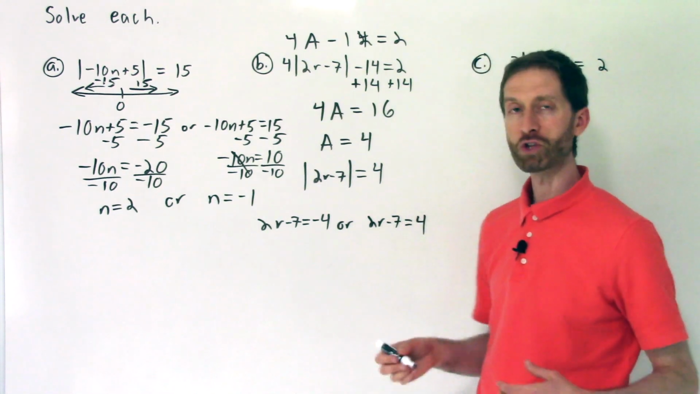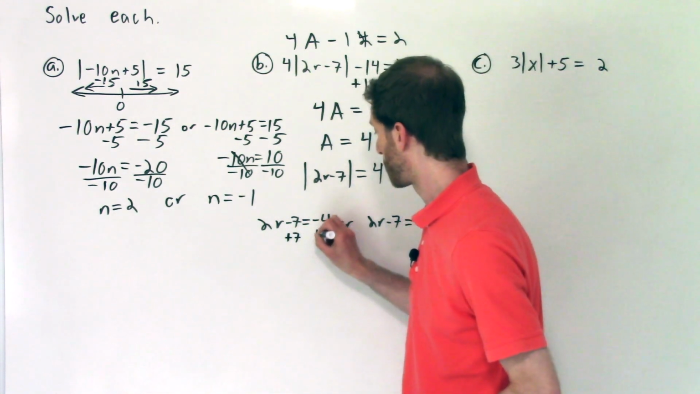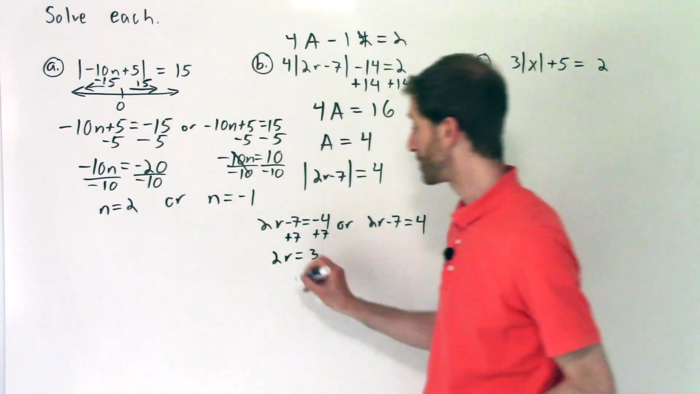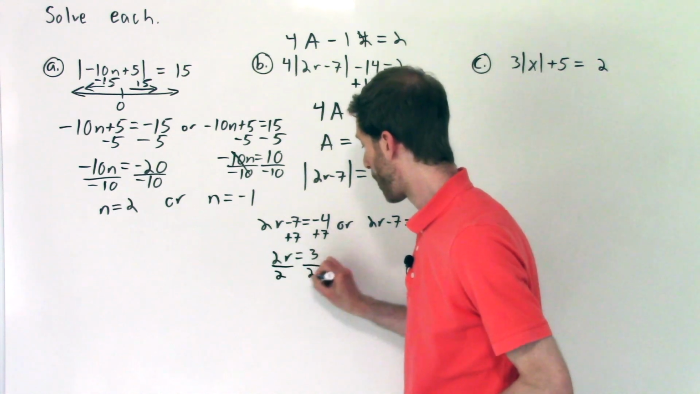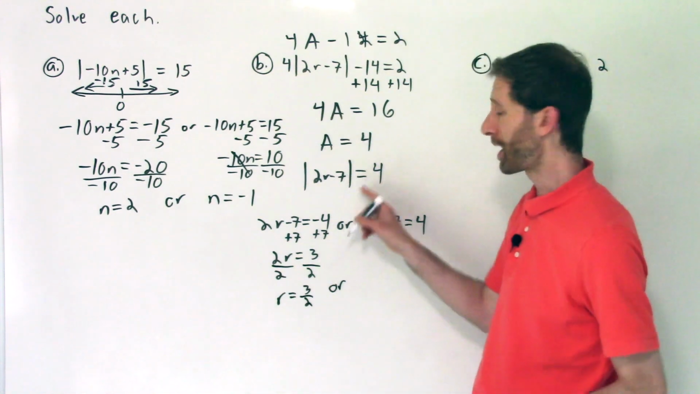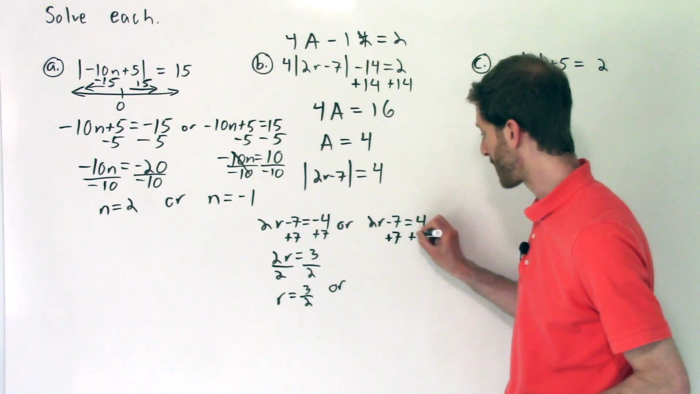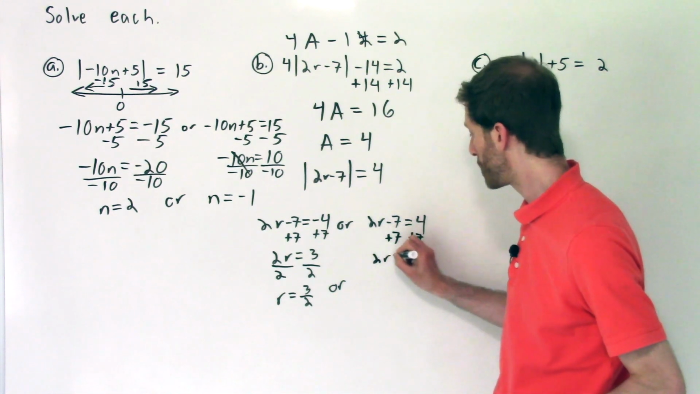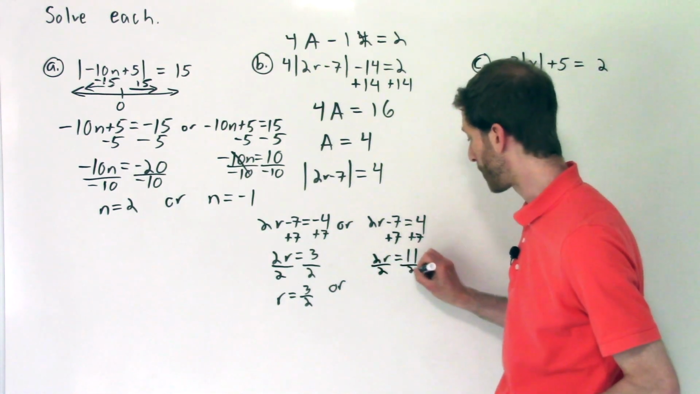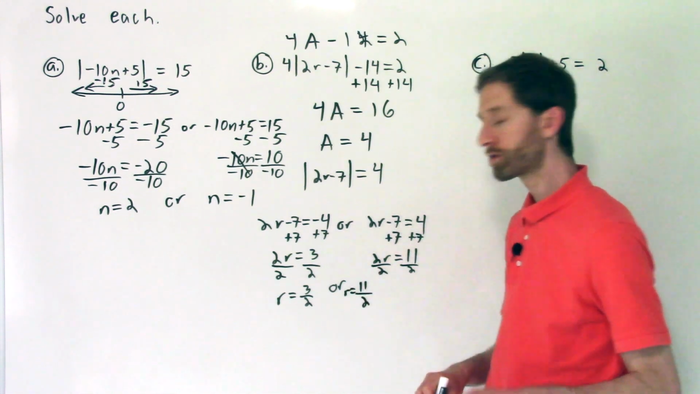Beautiful. From here, we're just solving out the equation as usual. So I'm going to add 7 to both sides. You get 2r is equal to 3. I'm going to divide both sides by 2. R is equal to 3/2. So that's one solution. Once you've split it up, really once you've gotten to this step, you're in good shape. Or we've got adding 7 to both sides again. So I get 2r equals 11 because 4 plus 7 is 11. And then I divide both sides by 2 and I'll have my answer. R is equal to 11/2. So those are my two options.